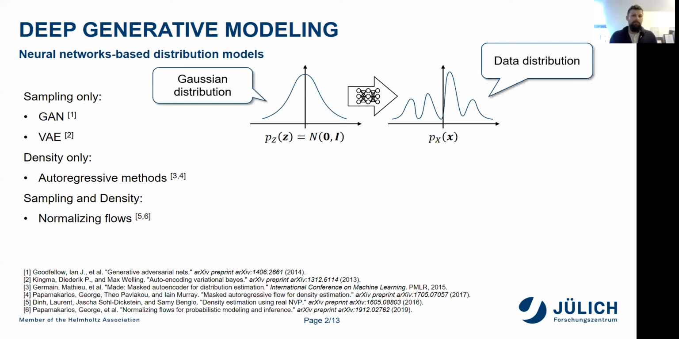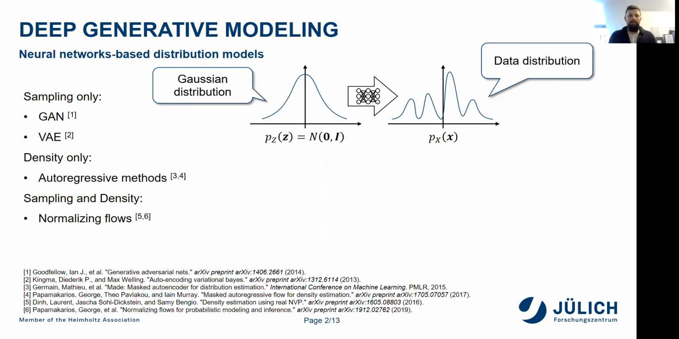Now, the general approach behind generative modeling usually is to describe our data distribution that we see here on the right. P of x is our likelihood function. We describe this as a neural network transformation of something simple that we know. For example, here, this Gaussian distribution.